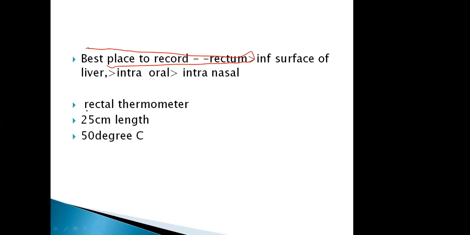It is measured with a rectal thermometer. So the rectal temperature is measured by a rectal thermometer. It is 25 centimeters in length. We can measure up to 50 degrees Celsius. So this is about algor mortis. This is very important. The best place to record the temperature is the rectum.